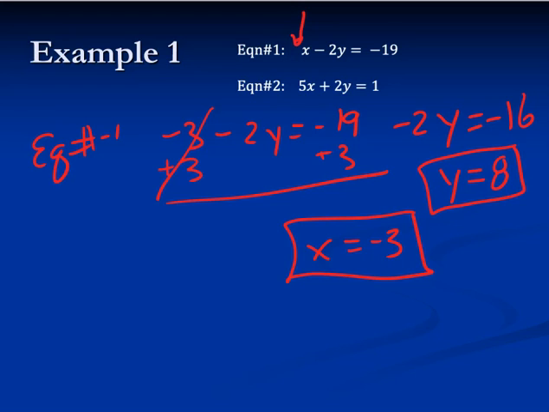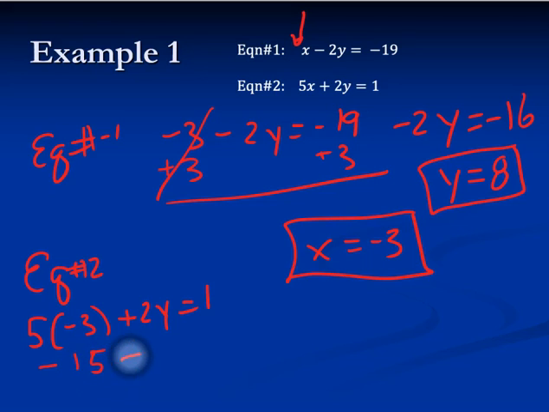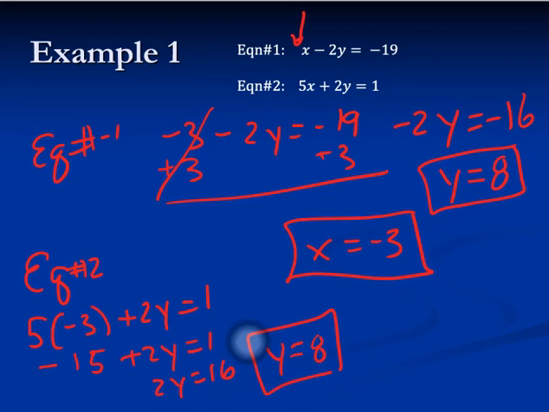Well, that was from equation 1. Let's see that we get the same y from equation 2 when we plug in negative 3 for x. So we get 5 times negative 3 plus 2y equals 1. And this is negative 15. Plus 2y equals 1. Add 15 to both sides, and we have 2y equals 16. Divide by 2, we get y equals 8, and the y's match. So then we can say our solution is negative 3, 8, where x is negative 3, y is 8.